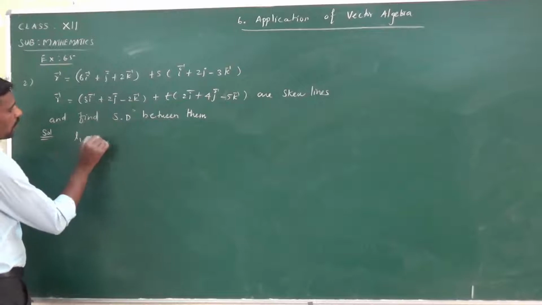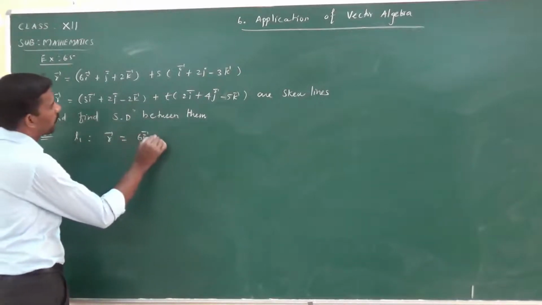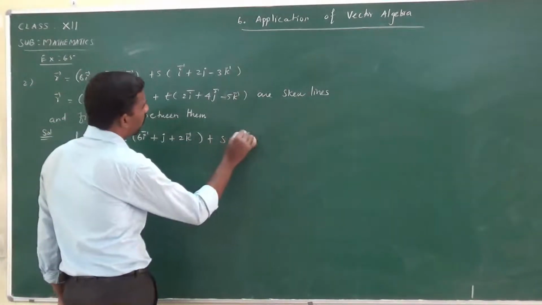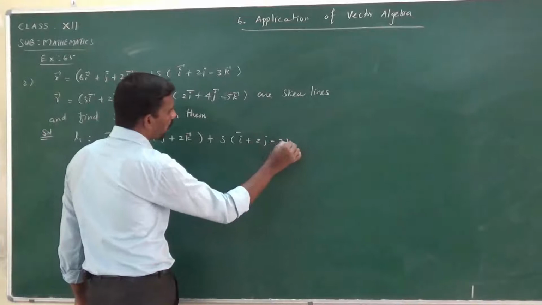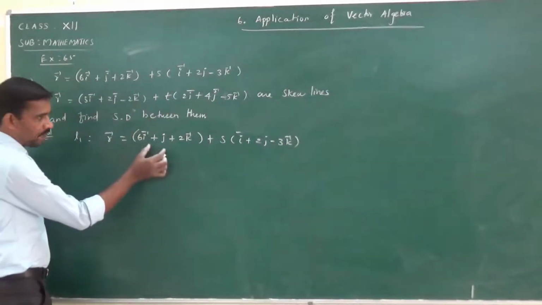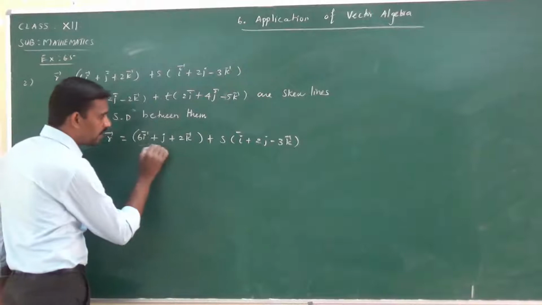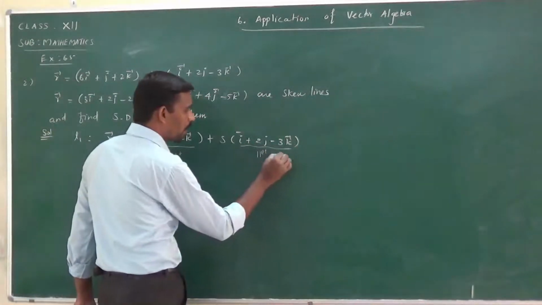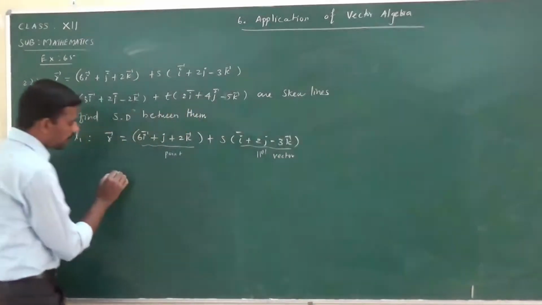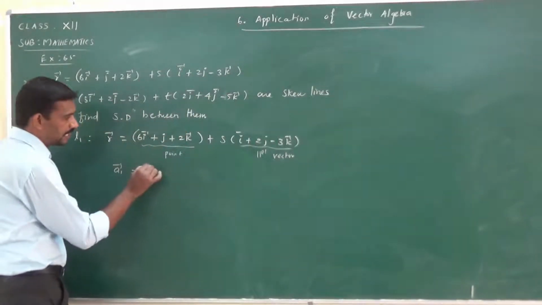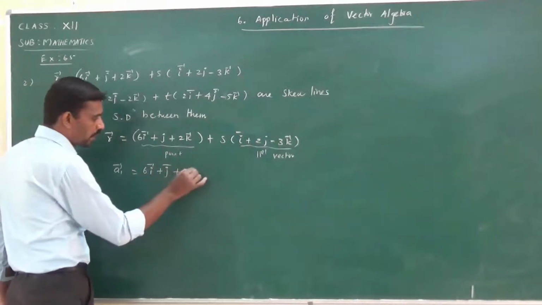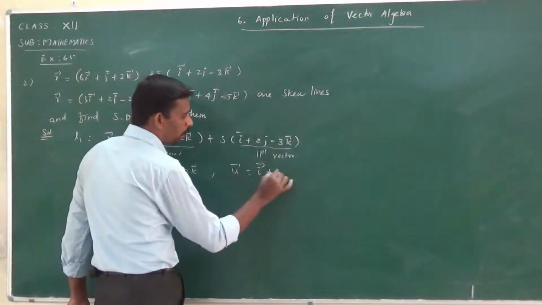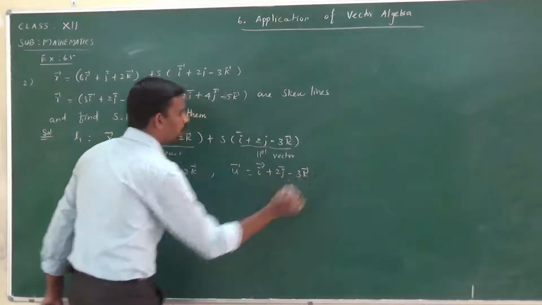This is line 1: r vector equals 6i vector plus j vector plus 2k vector plus s times (i vector plus 2j vector minus 3k vector). From line 1, 6i plus j plus 2k is a point and the other part is the parallel vector. So I take a1 vector equal to 6i plus j plus 2k, and u vector equal to i plus 2j minus 3k.